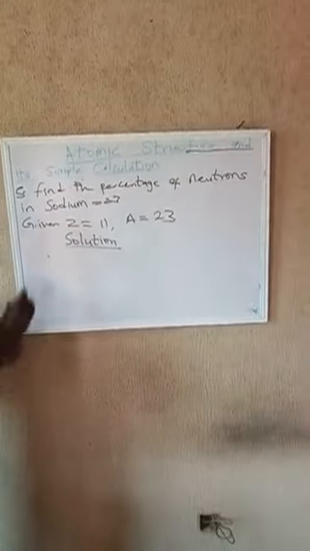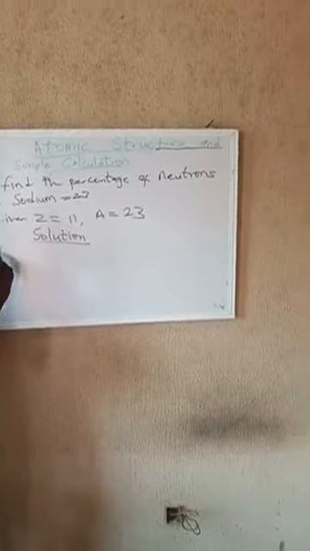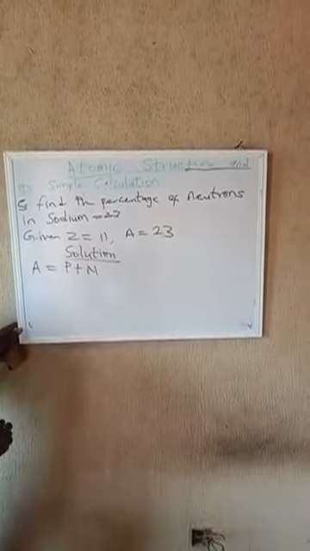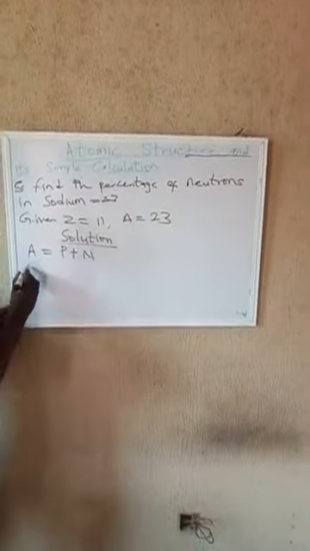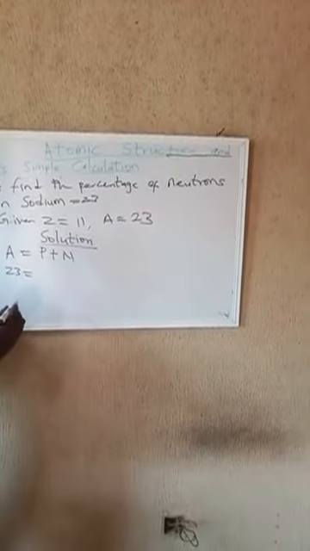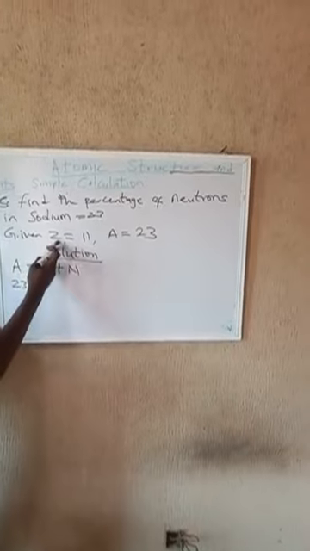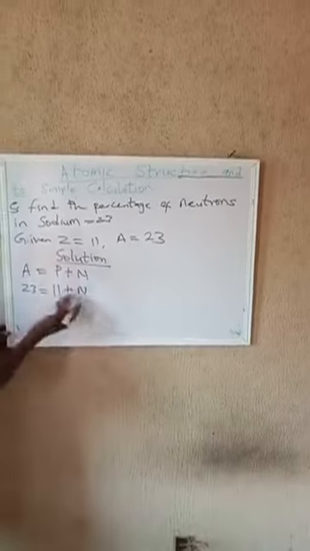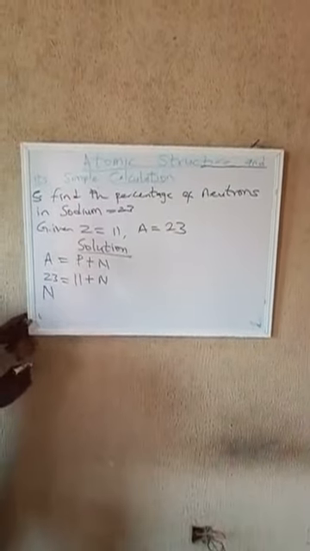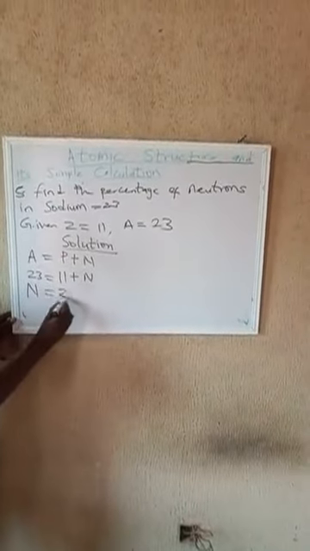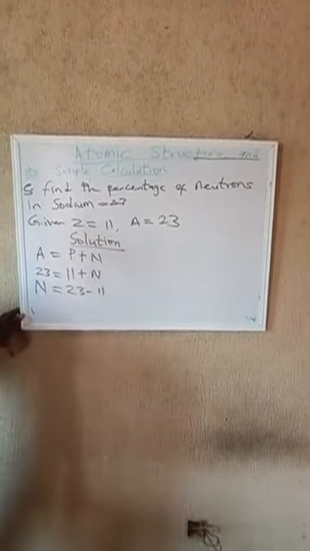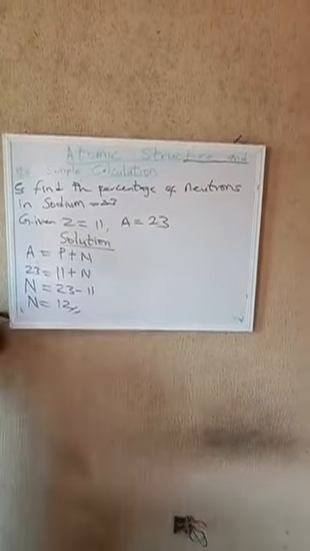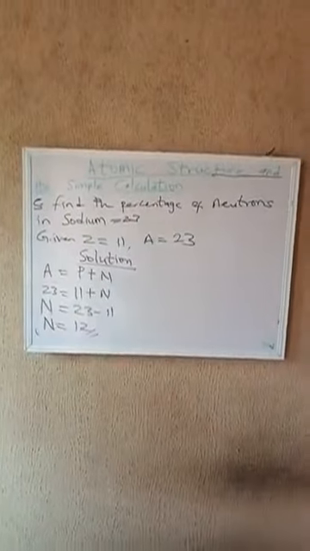Our formula for mass number is equal to proton plus neutron. Our mass number is 23. Our proton, which is our atomic number, is 11. Plus neutron, which we don't know. We have played around with something like this the other time. Neutron will be equal to 23 minus 11. So the neutron will be equal to 12.